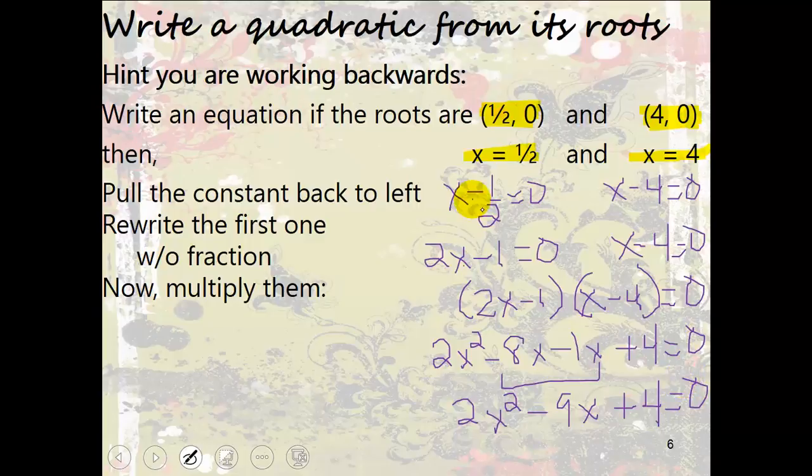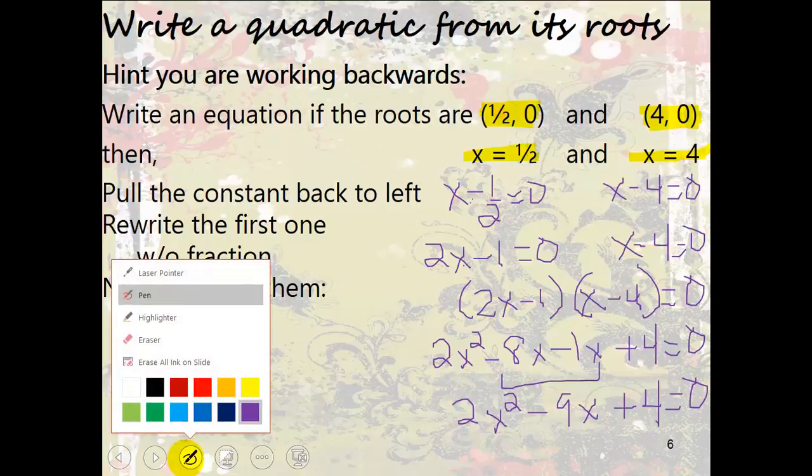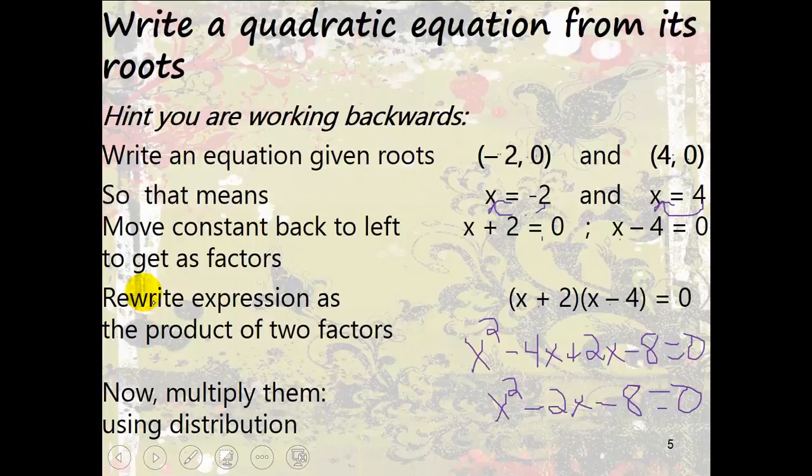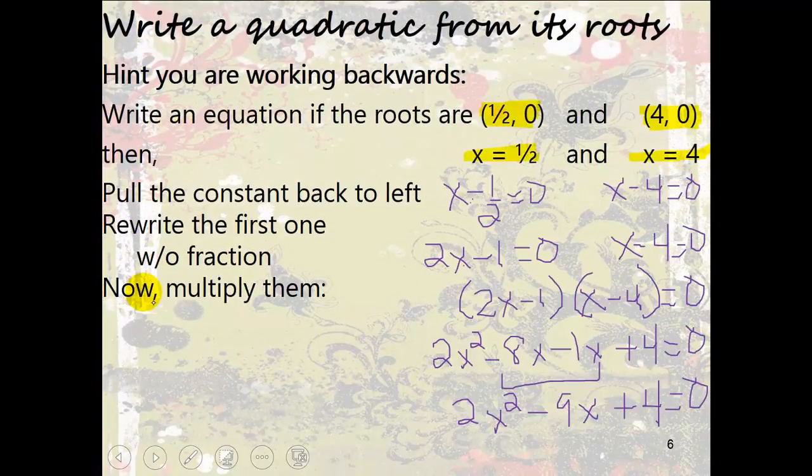Do not be alarmed about this step. All we did was clear our fraction by multiplying every term in this equation by 2. 2 times x is 2x. 2 times negative a half is negative 1. 2 times 0 is 0.